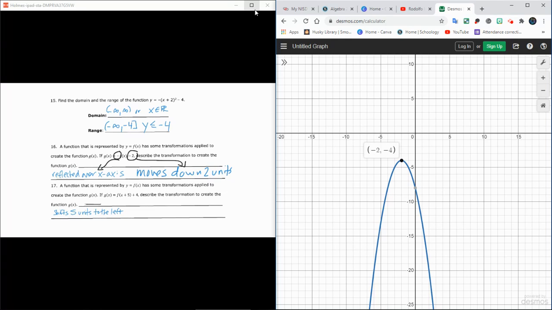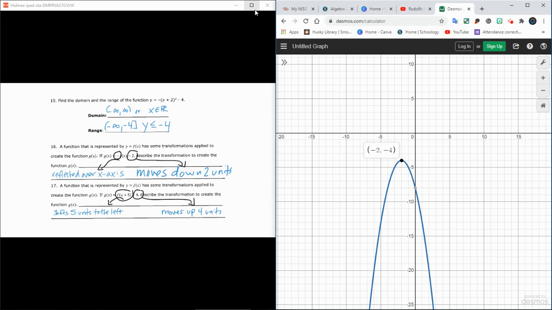What does the plus 4 do at the very end? Well, the plus 4, since it's at the back, moves the function up 4 units. And those are the effects of those two things. The plus 5 inside the parentheses moves it left and right, and the number on the outside moves it up and down. Since it's positive 4, it moves it up. The plus 5 is opposite because it's on the inside, so it moves to the left. Those are really all of the rules.